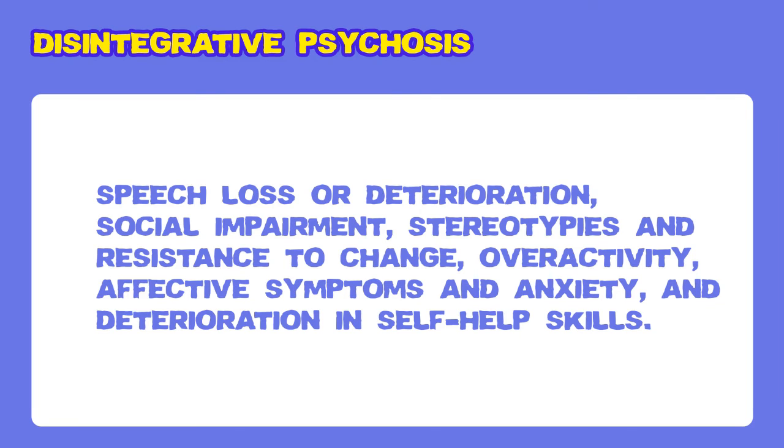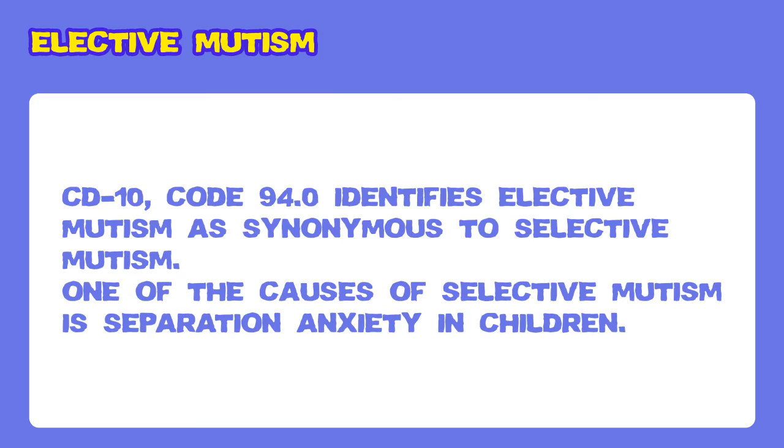For our last topic, the elective mutism. Elective mutism is under the code F94.0 of the ICD-10, which identifies elective mutism as synonymous to selective mutism. One of the causes of selective mutism is separation anxiety in children. A child with selective mutism will often have other fears and social anxieties, and they may also have additional speech and language difficulties. They're often wary of doing anything that draws attention to them because they think that by doing so, people will expect them to talk.